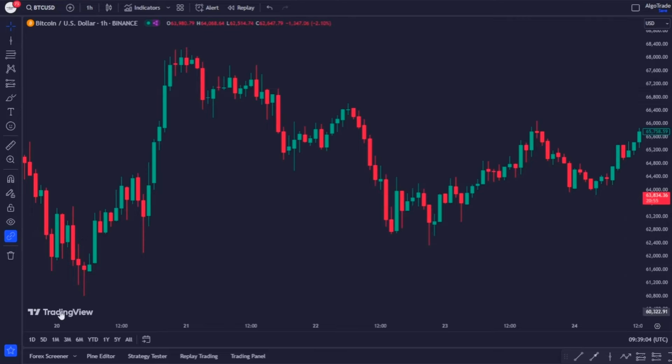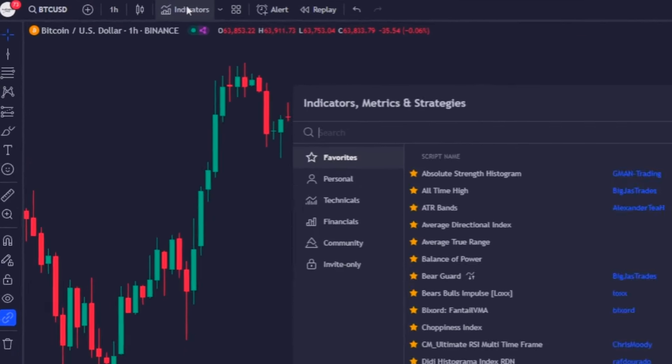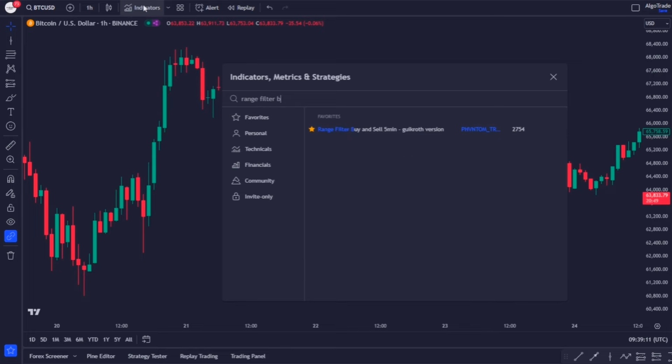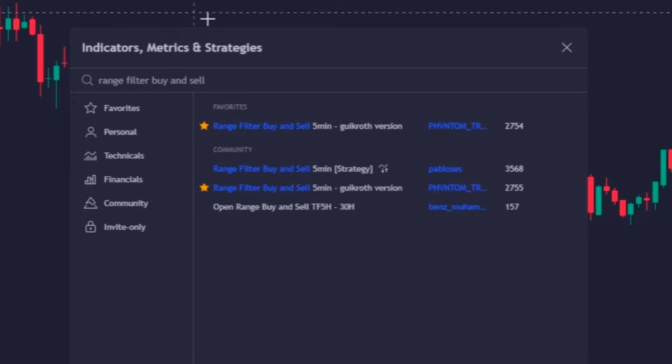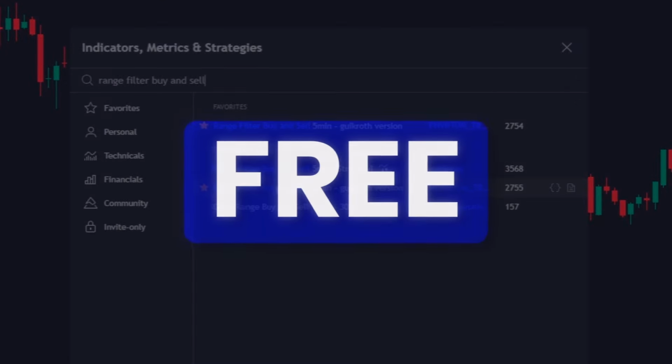Now let's start by adding the indicator to our TradingView charts. First click on Indicators, then type Range Filter Buy and Sell, and you can find this version provided by this trader that you can use for free.